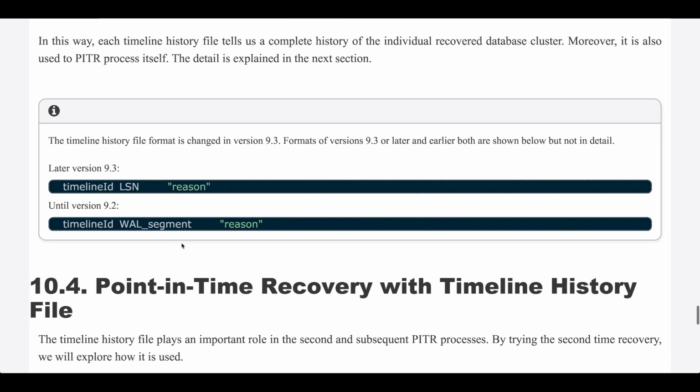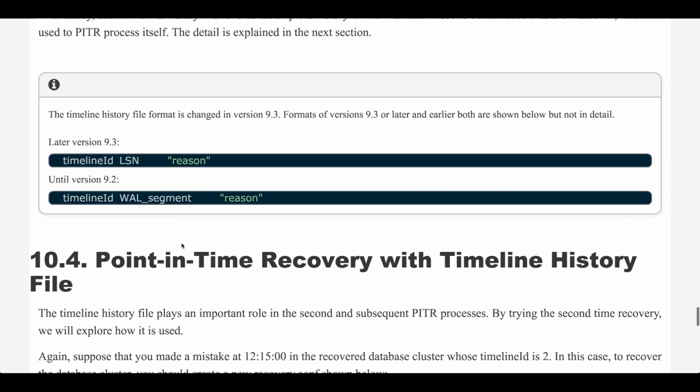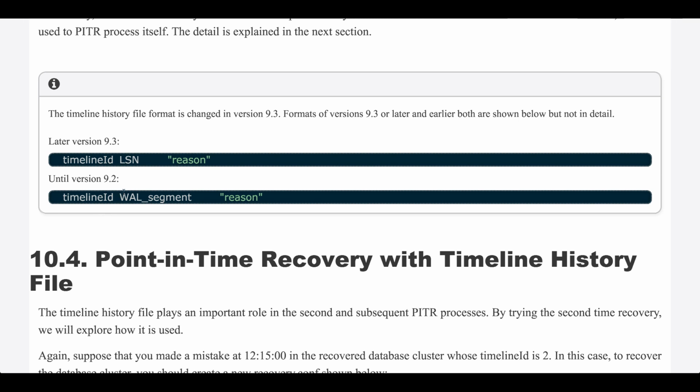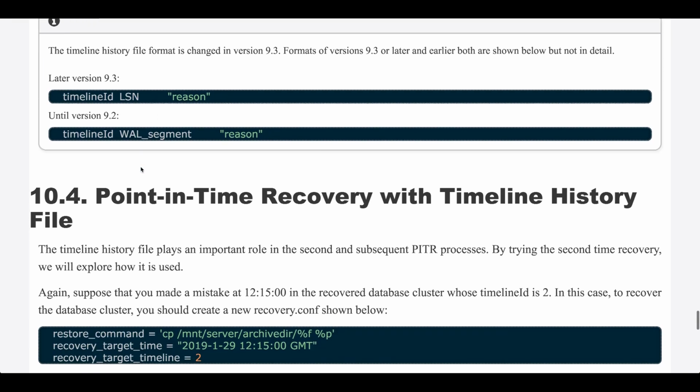Note: the timeline history file format changed in version 9.3. Formats of versions 9.3 or later and earlier are both shown now in detail. Up until version 9.2, we had timeline ID, WAL segment, and reason, and now we see timeline ID, LSN, and reason.